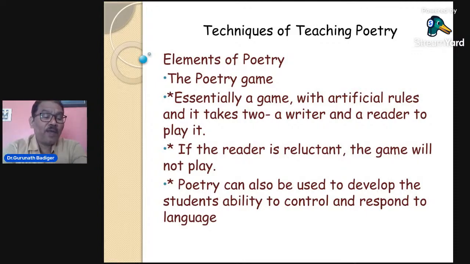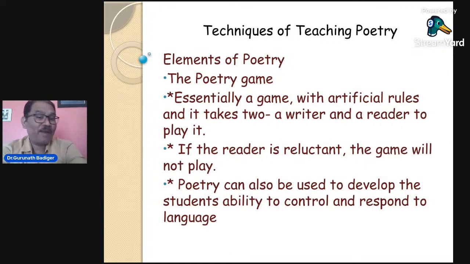When you teach poetry in the classroom, a teacher should know what is poetry. A teacher should know different genres of poetry. A teacher should know how to recite poetry. A teacher should know the sound in the poetry, the meaning related to sound. Okay. So there are certain techniques of teaching poetry, and let us just scroll through these.